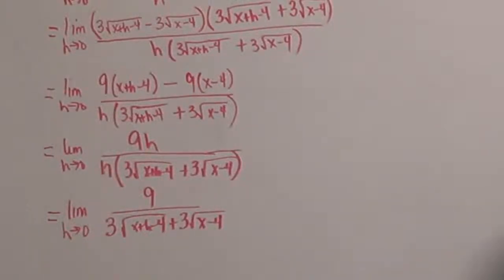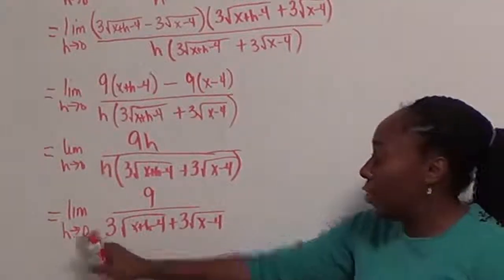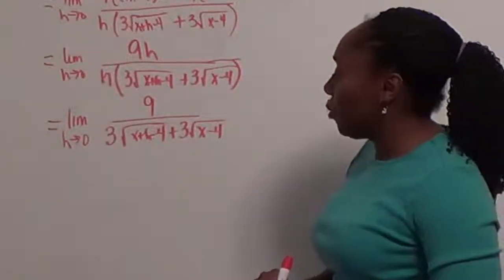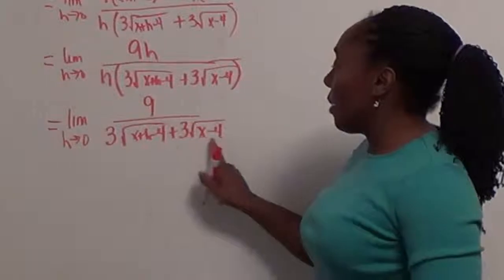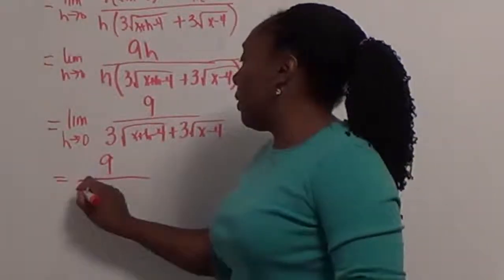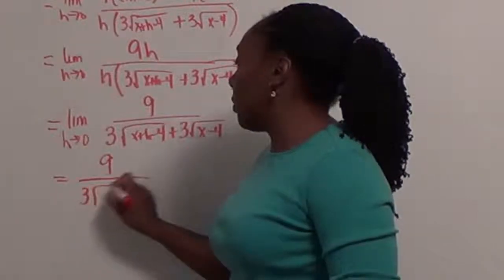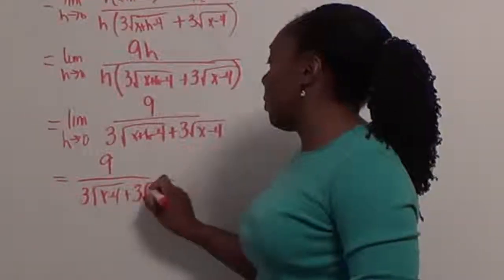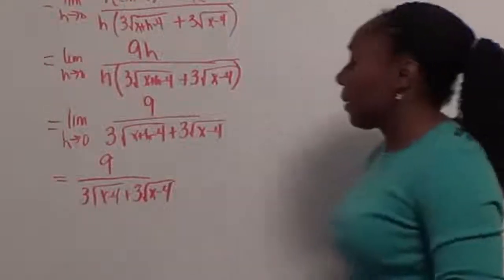Now I can take my limit. So as h goes to 0, again, just that term in there, that little h will go to 0. And so notice I'll have the same thing. You get a 9 over a 3 times the square root of x minus 4 plus a 3 times the square root of x minus 4.